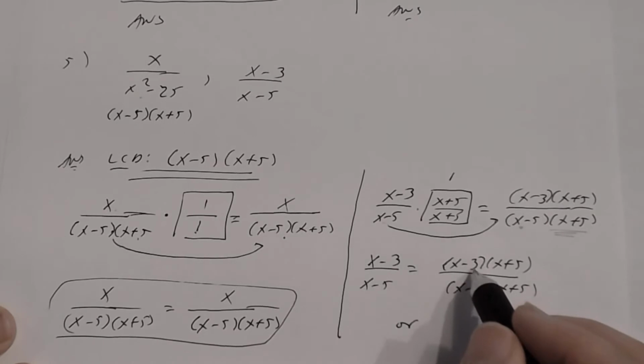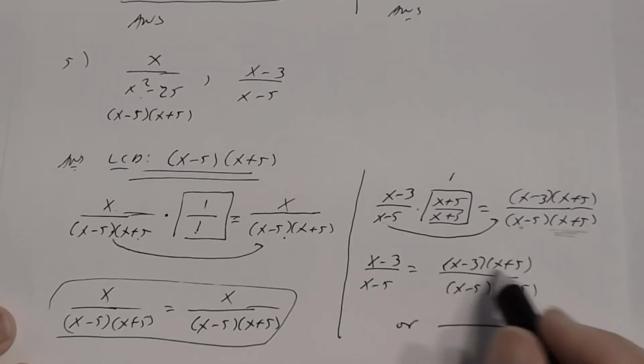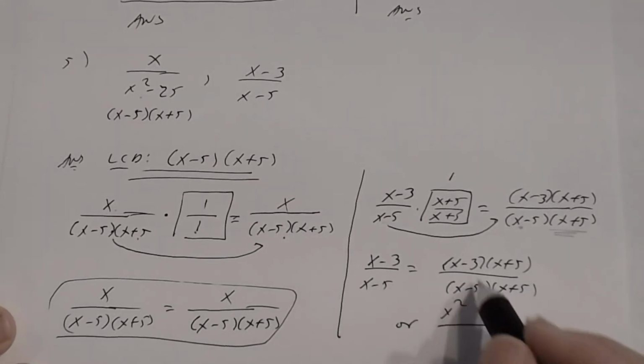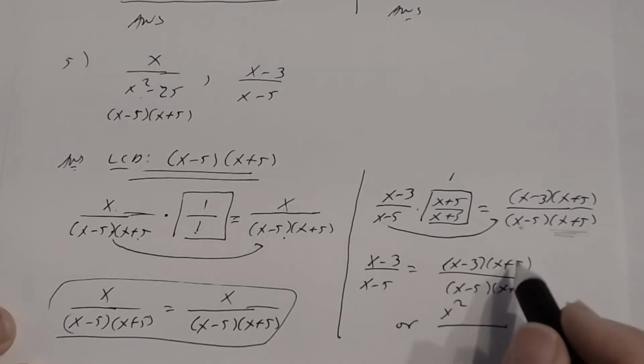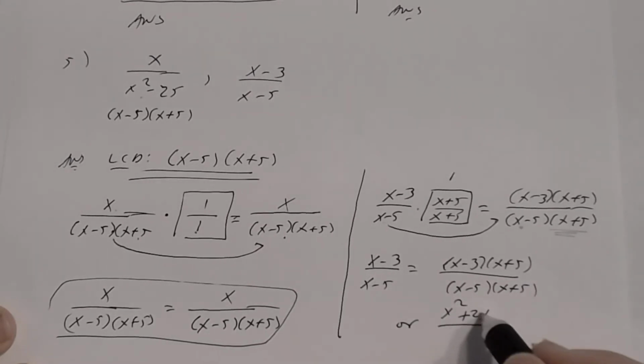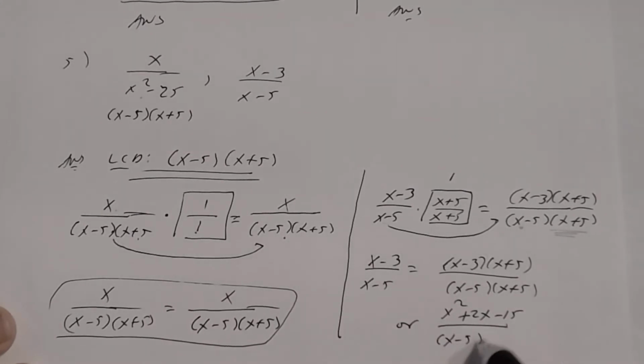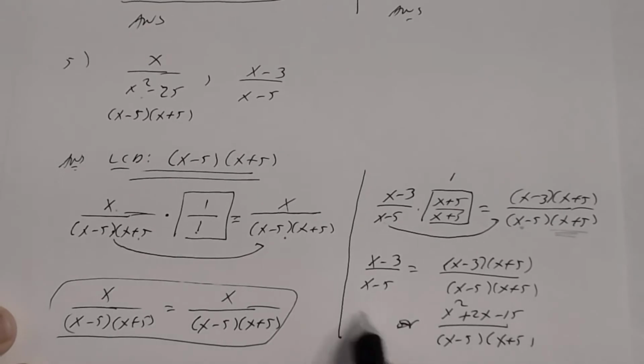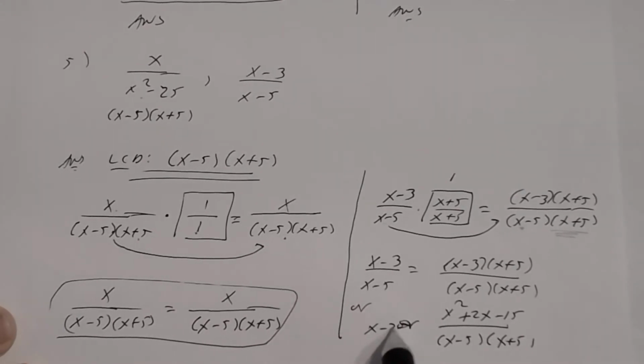Or you can write this as, if you FOIL the numerator out, you get x squared. That's going to be a positive 5x and a negative 3x, which is a positive 2x, and then negative 3 times 5 is negative 15. But always leave the denominator factored. So you can say x minus 3 divided by x minus 5 equals that.